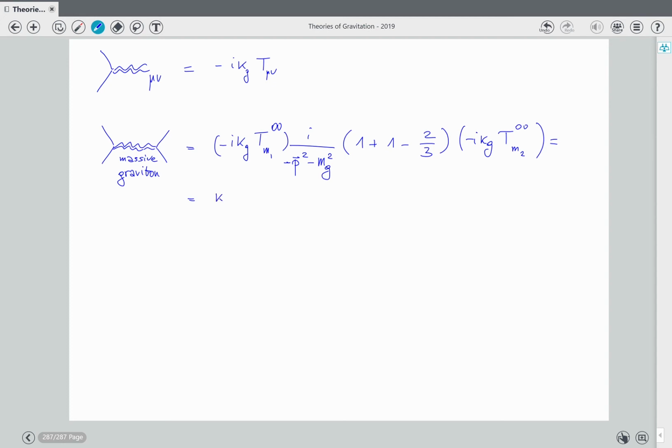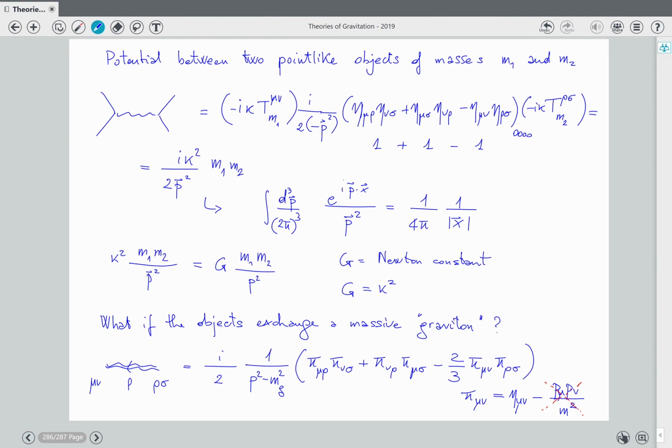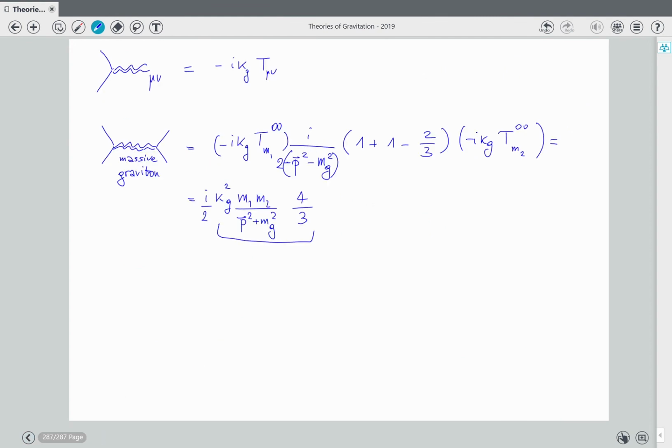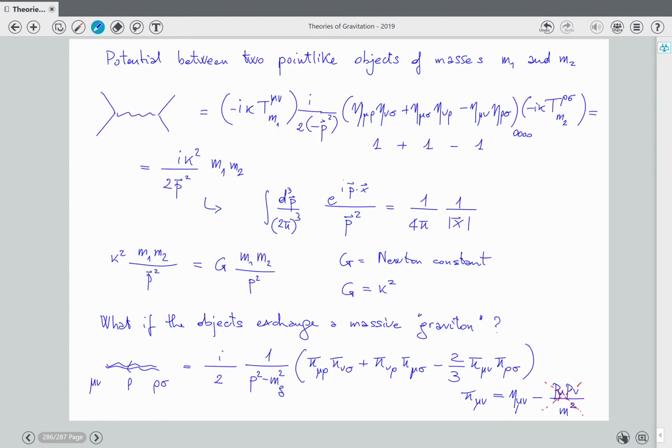So again, you find, there was a 2 to divide, I divided by 2, kappa G squared M1 M2 divided by space p squared plus m_g squared times 1 plus 1 minus 2/3, and that is 4/3. And again, this thing should be equal to G m1 m2 divided by space p squared. Perhaps I forgot space p squared, because that is equal to 1 over r.